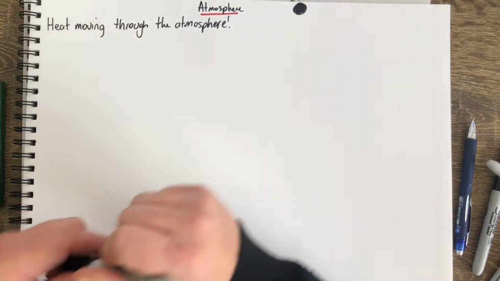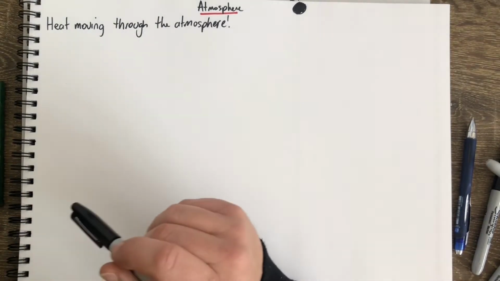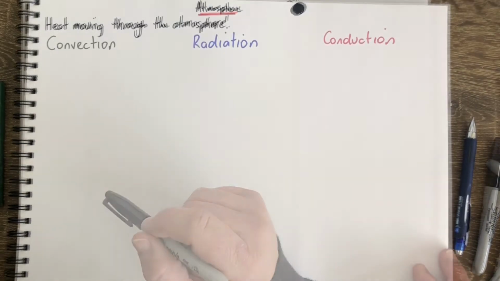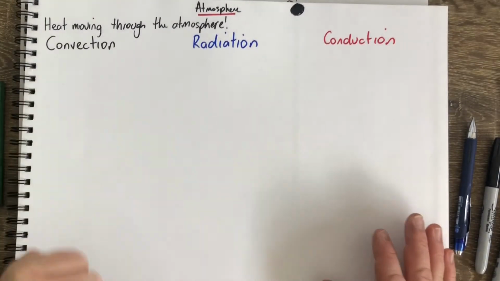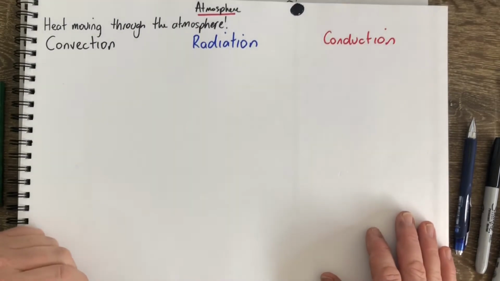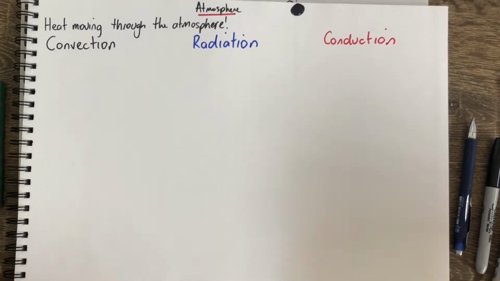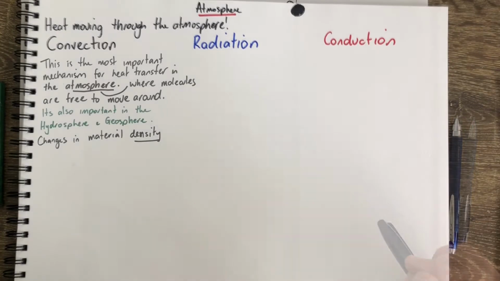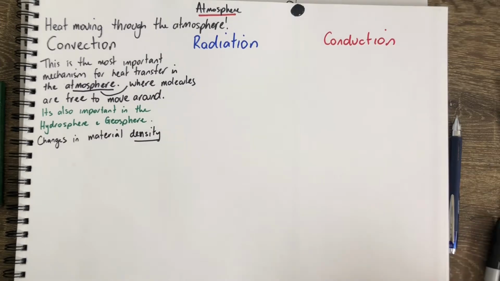We're going to start off with the first one, and that's convection, conduction, and radiation. Okay, so here they are. We want to talk about convection first because it's the most important. So I'm going to start by making a few notes and I'll get you to copy them down. Okay, so convection, when we're thinking about the atmosphere, is our primary mechanism for heat transfer in the atmosphere.